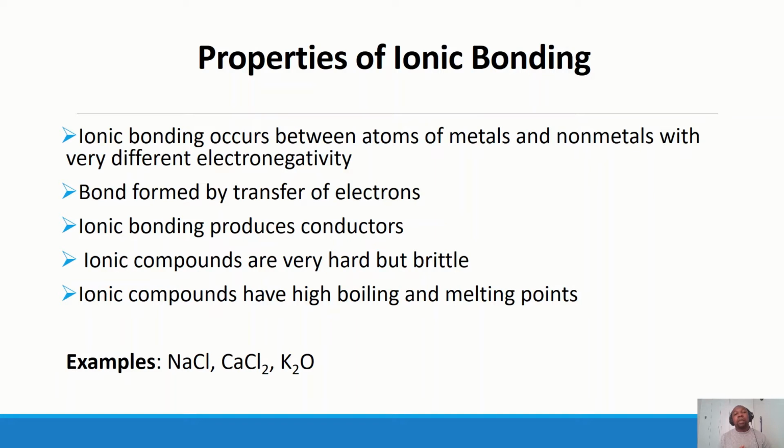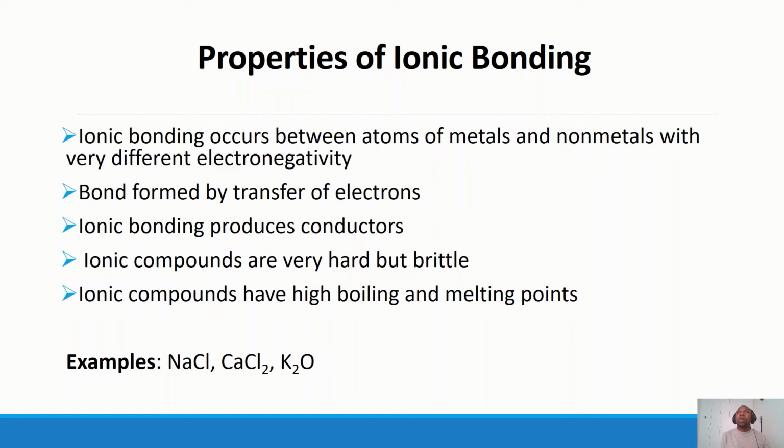So the compounds that are formed as a result of ionic bonding are going to have some specific properties. And these properties are listed here. So ionic bonding occurs between metals and non-metals, as I've said, with different electronegativity. So the bonds are formed as a result of electron transfer.